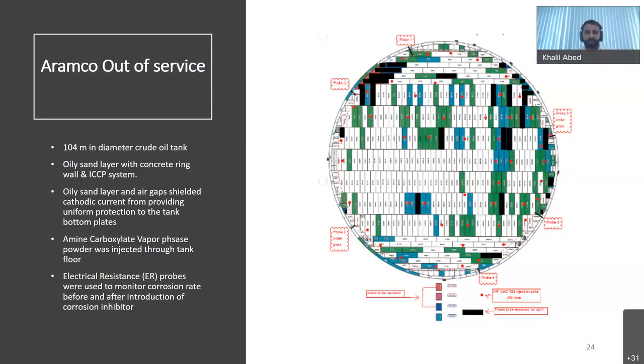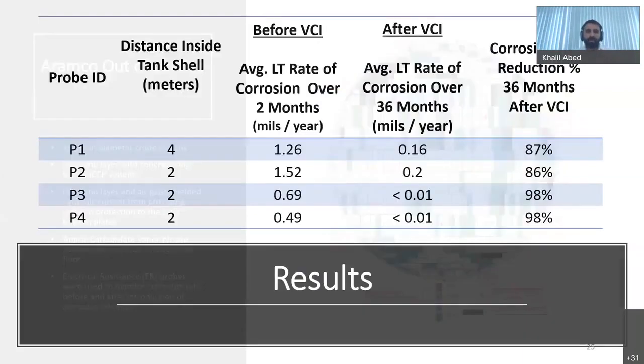It was taken out of service in 2010. You can see the result of the MFL floor scan showing areas with high metal loss reduction. Probes were installed around the tank about 60 days before injection, and then vapor phase corrosion inhibitor powder was injected through the temporary injection ports, and then the corrosion rate was monitored for 36 months. And you can see the difference between the corrosion rate before and after, with a percentage reduction of an average of 92% on the corrosion probes.